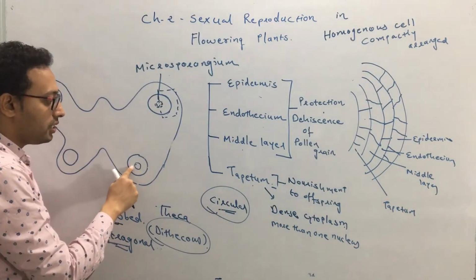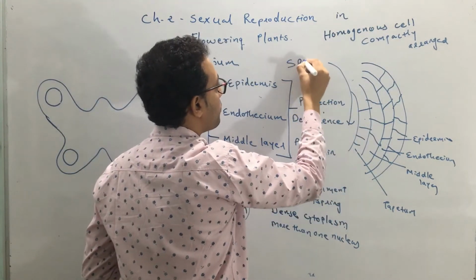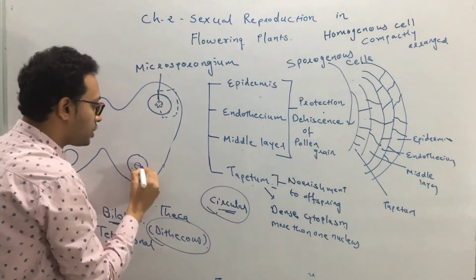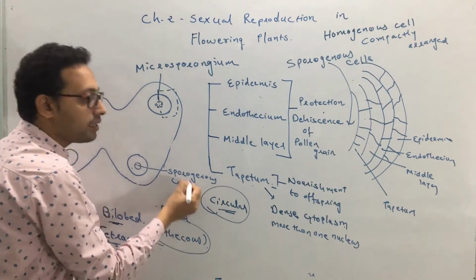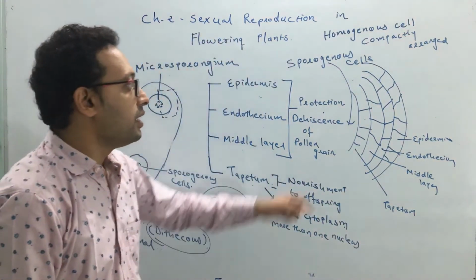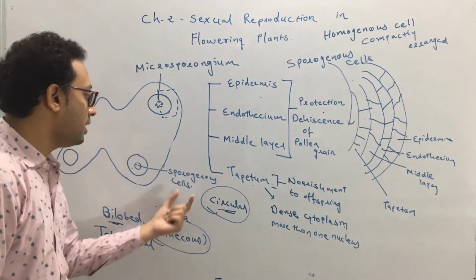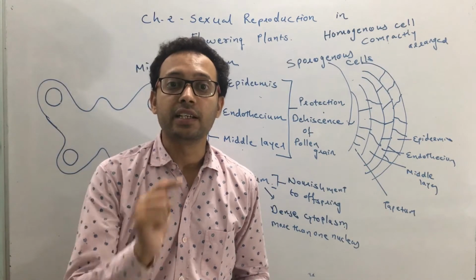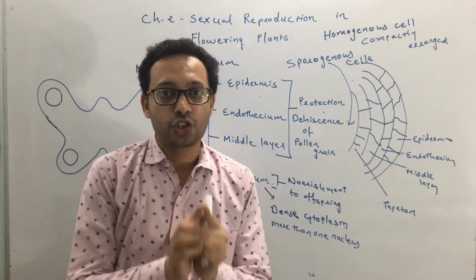Okay, compactly arranged homogeneous cells which are present over here are called sporogenous cells. What are they called? Sporogenous cells. These sporogenous cells can be found when the anther is young, when it is developing, when it is growing. At that time, in the center of the microsporangium, you can observe compactly arranged homogeneous cells. What is the name of these cells? They are called sporogenous cells. And remember, they are observed when it is young or growing. Clear? So that is all about the internal structure of the anther.